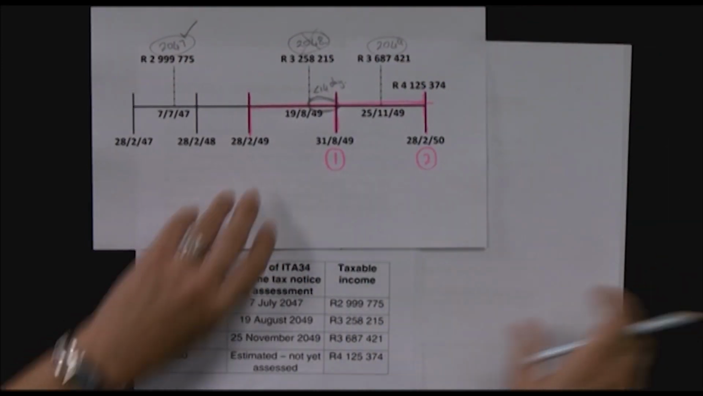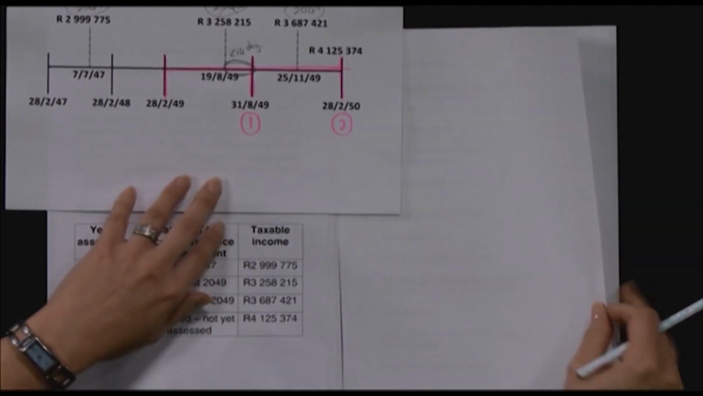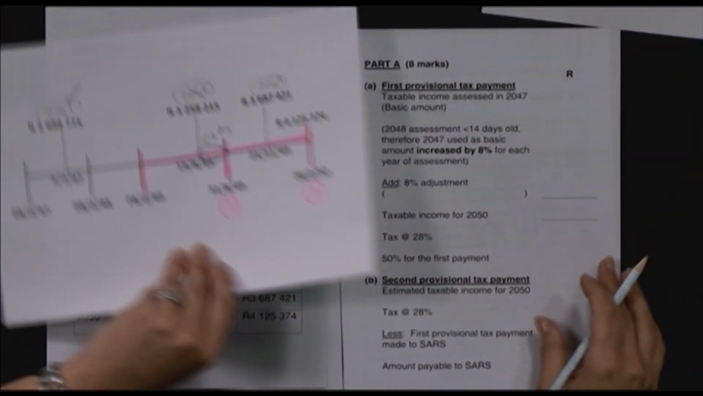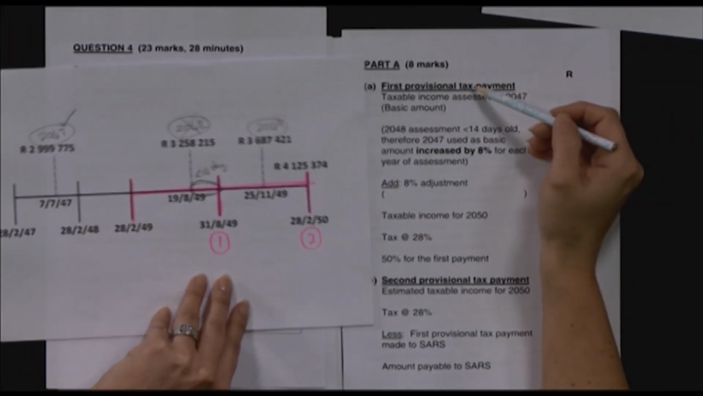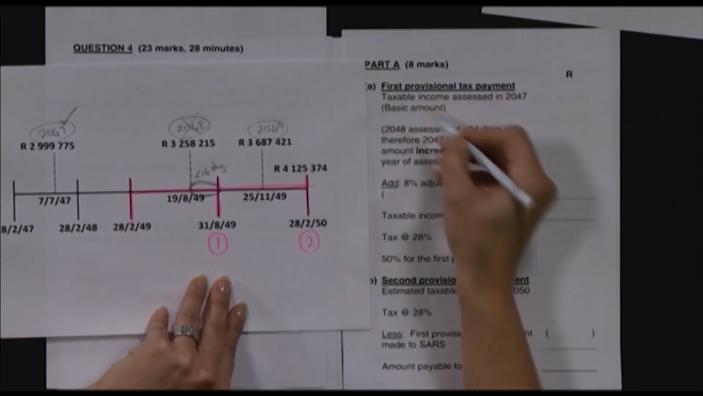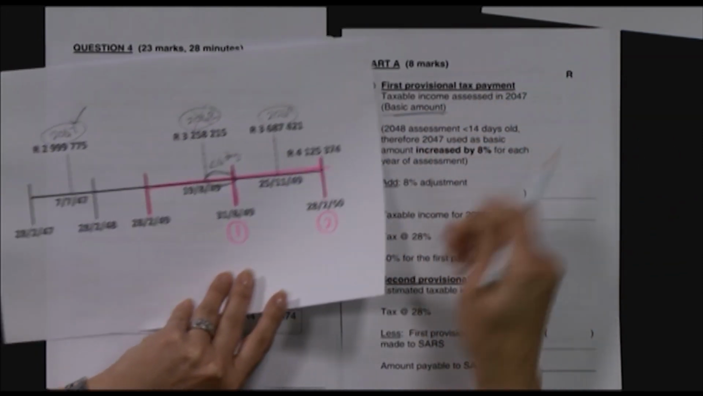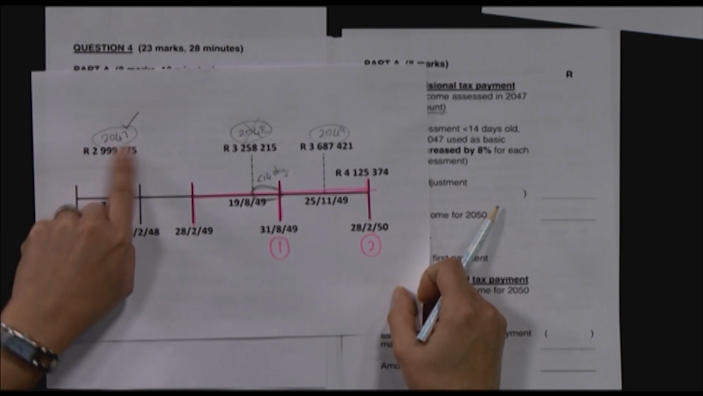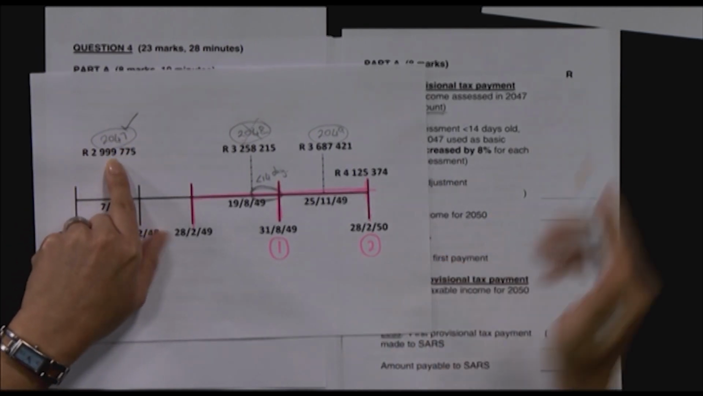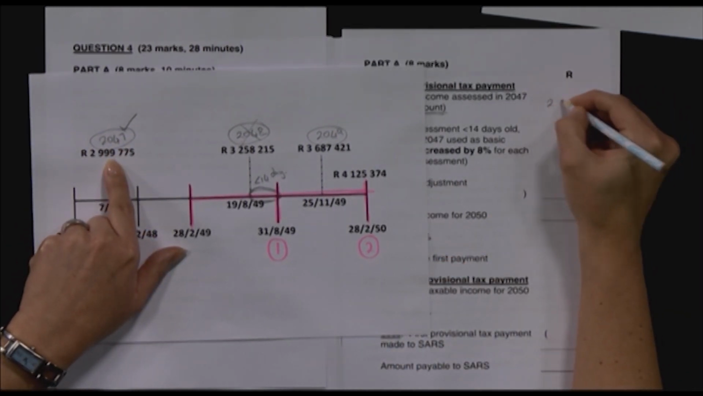And then, for instance, in my answer for now, I'm already going to include that amount. When I do my first provisional payment, I use my basic amount, which I have now determined to be the amount in the 2047 assessment. So I will include that in my calculation.